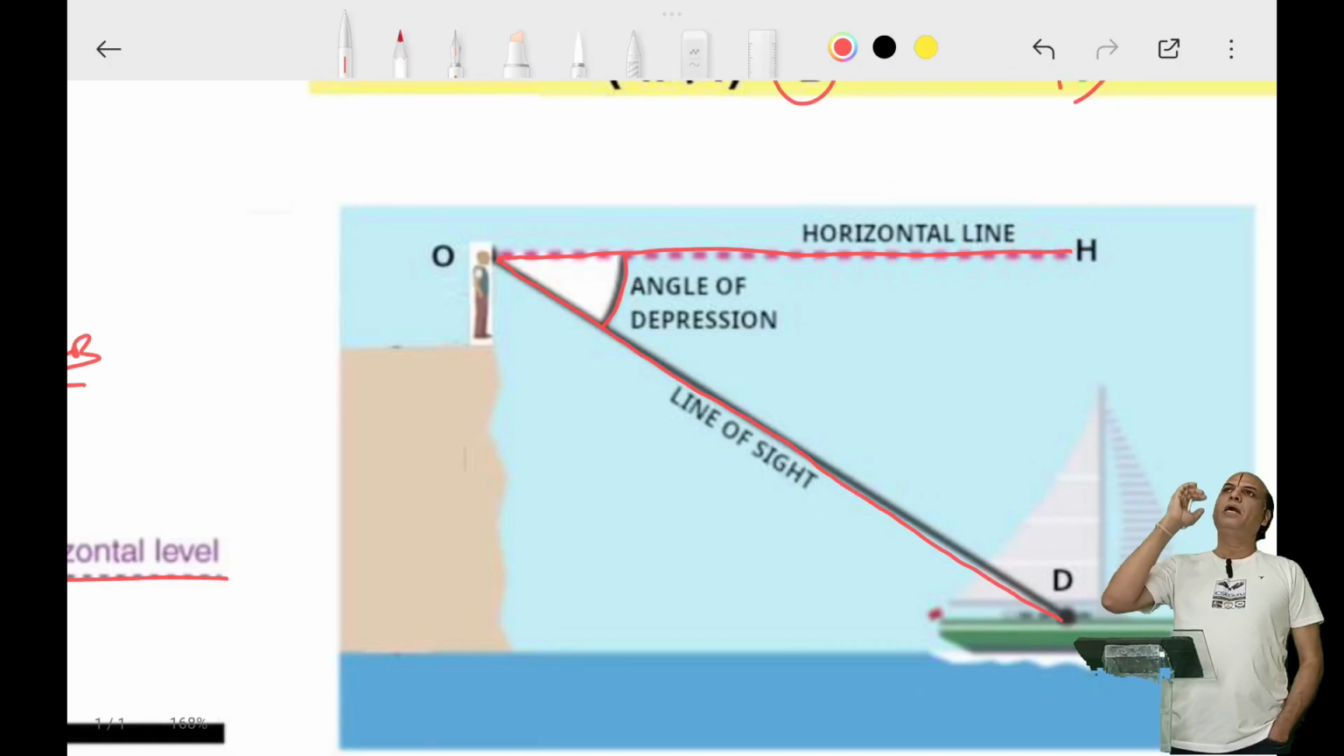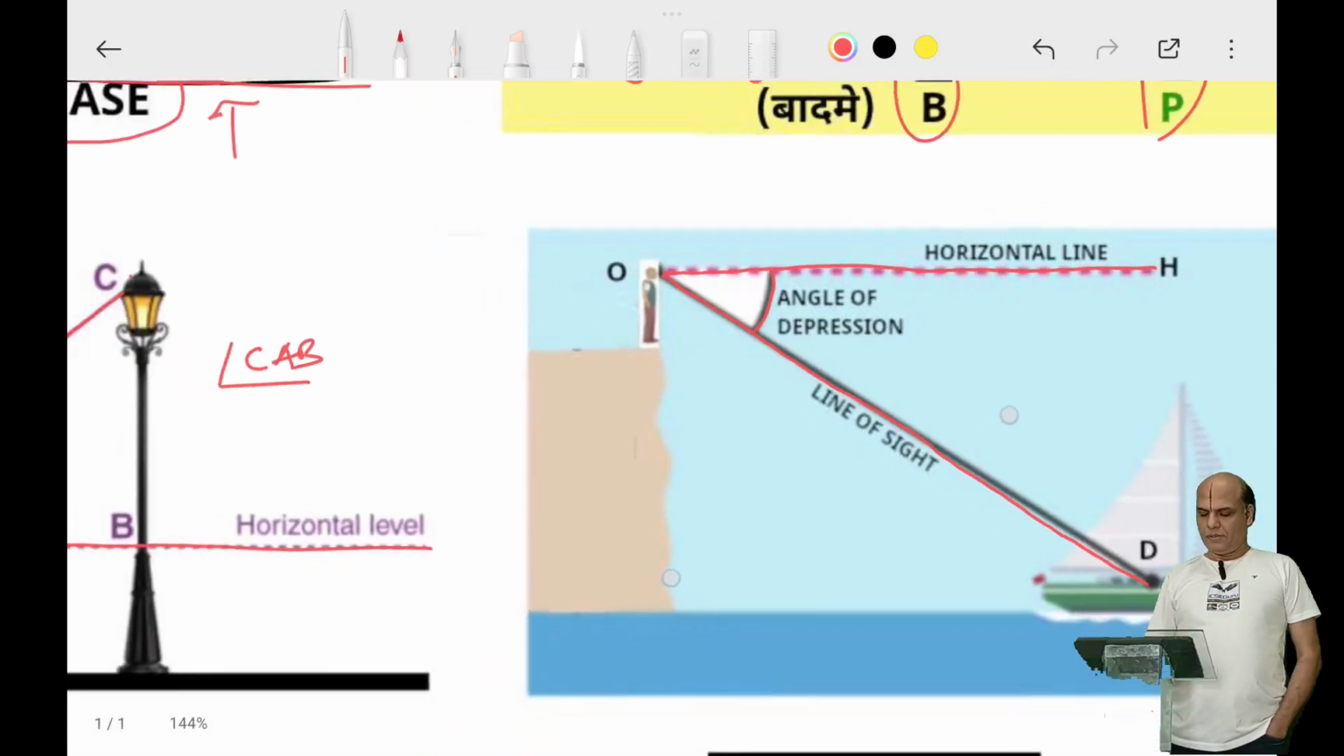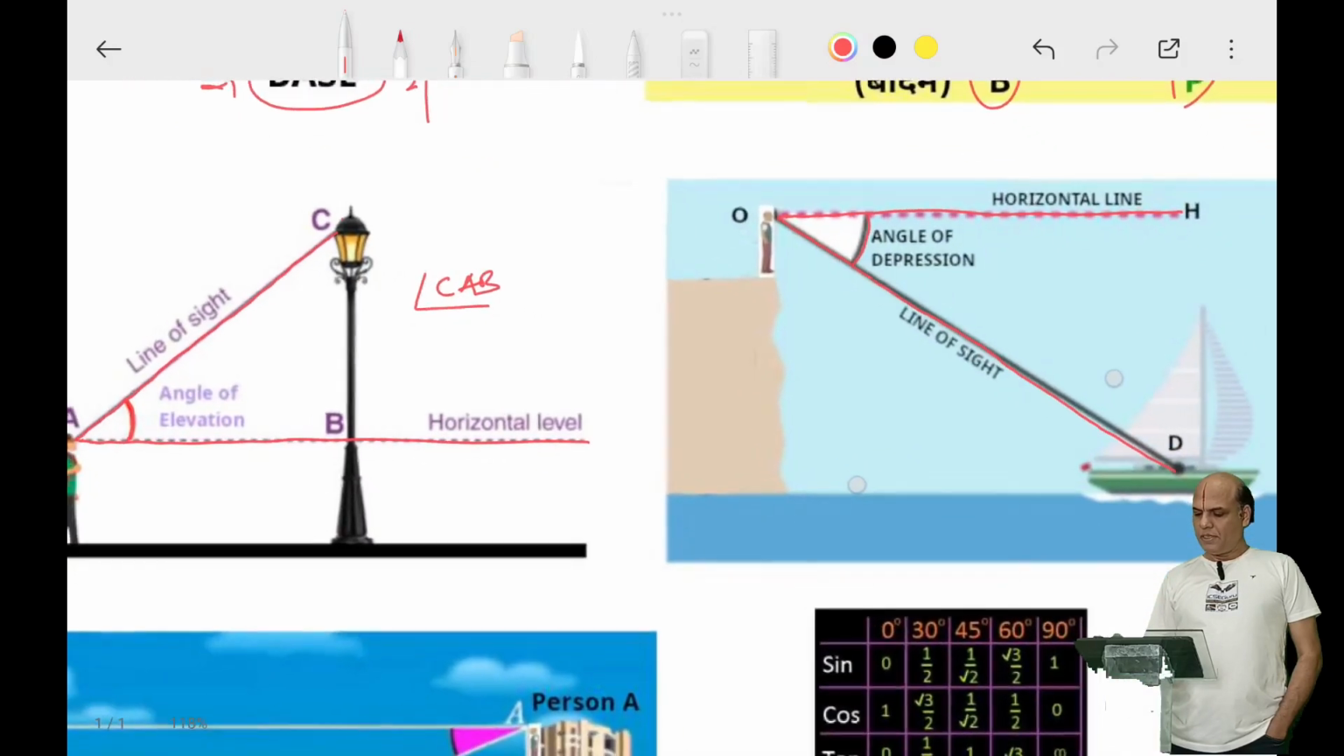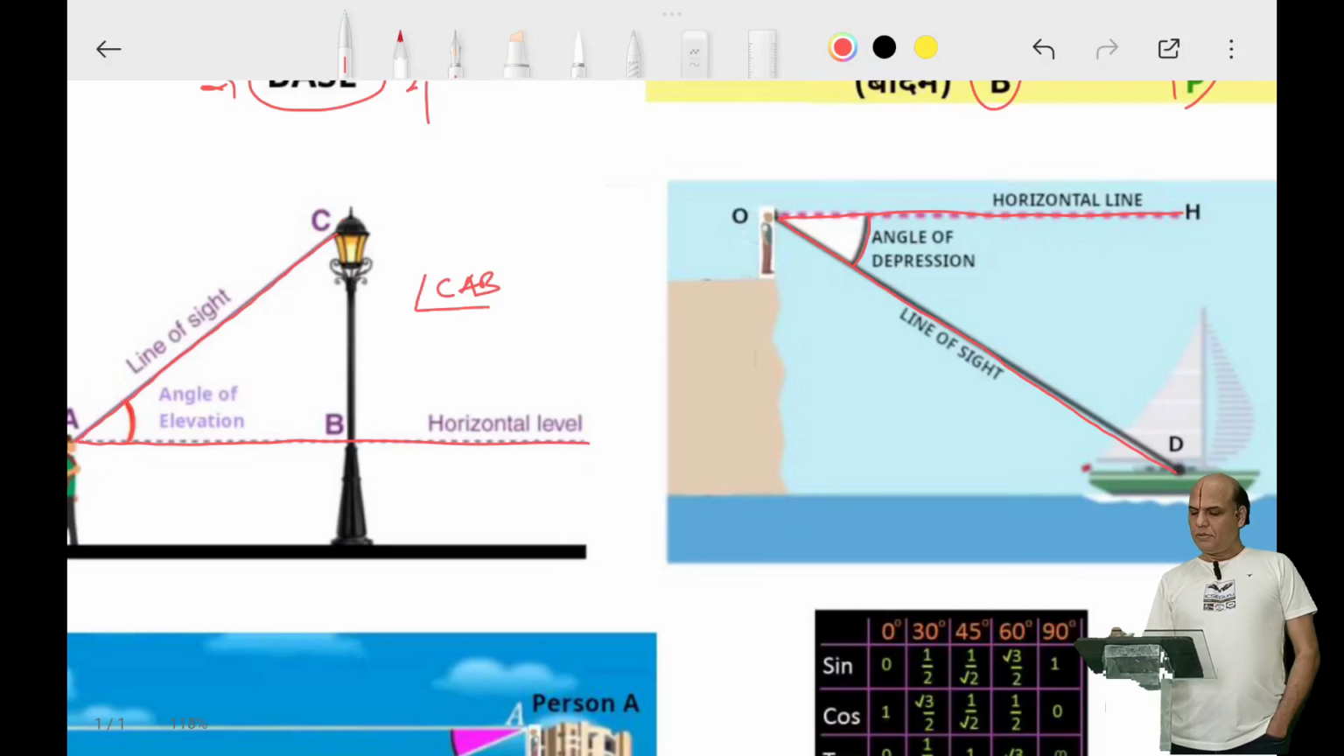If he is looking upwards, it is the angle of elevation. And his eye level is always the horizontal line. Clear? So for this observer, this is the angle of elevation. For this observer, this is the angle of depression. So the angle of depression is always measured with respect to the horizontal line.